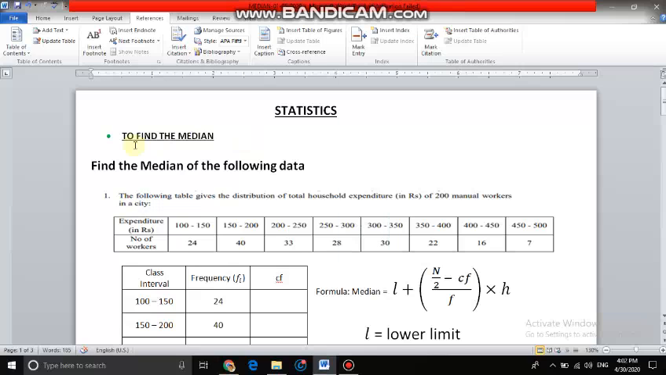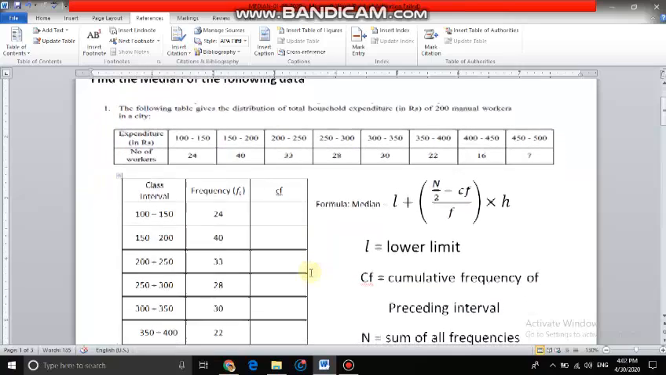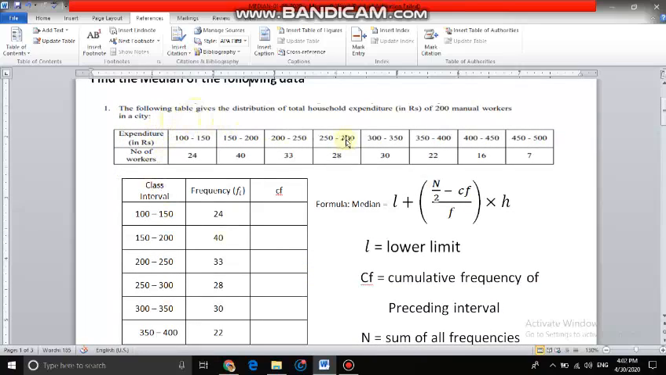Hope everyone is fine. In this class we are starting another topic, that is median. To find the median, the question is: find the median of the following data. I am taking the same example so that you can differentiate the mean and median. Again, there are 200 people whose expenditure is given in the table.